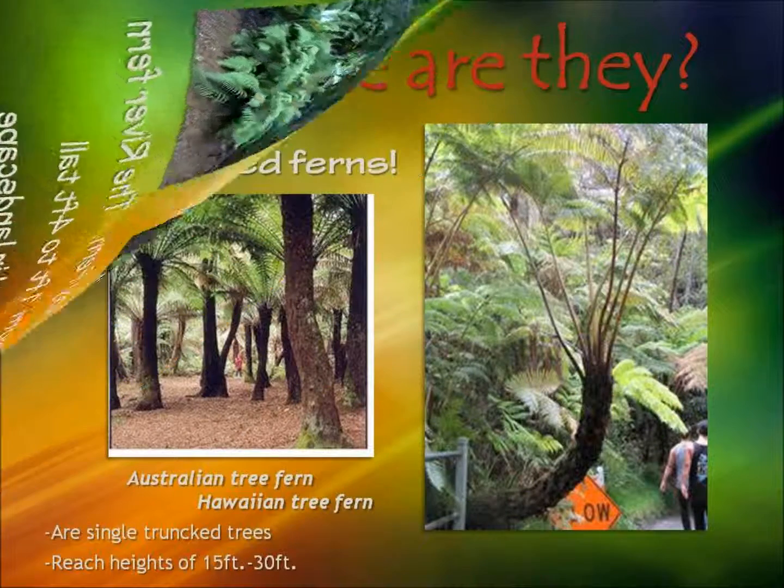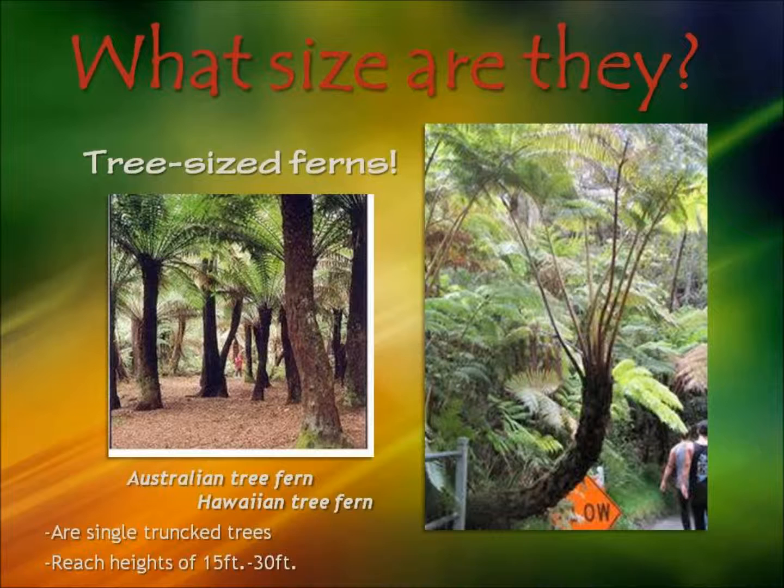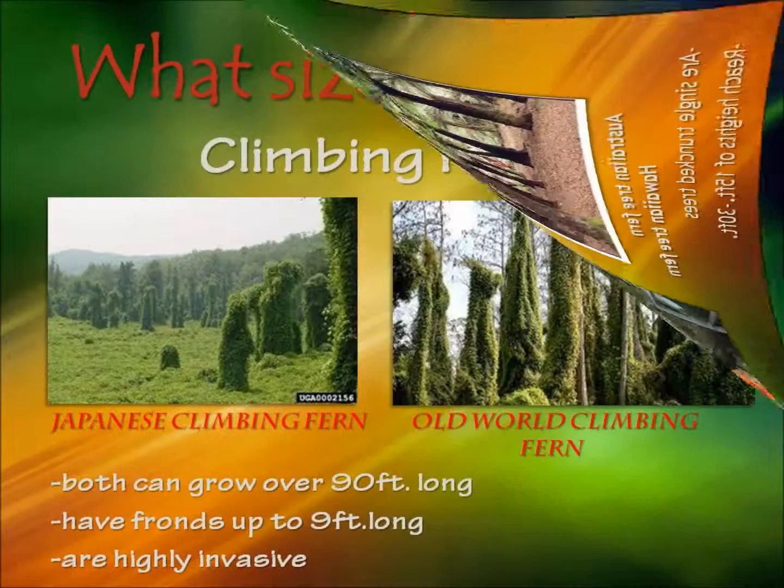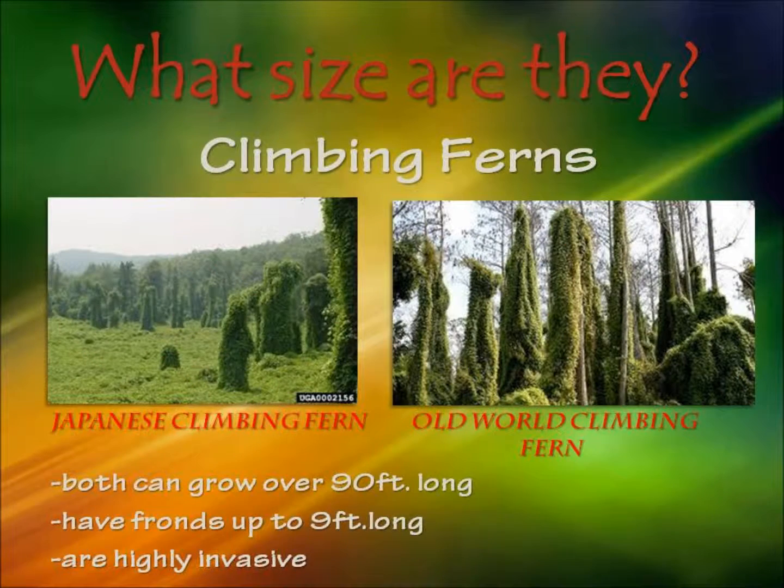There are also tree-sized ferns, such as the Australian tree fern and the Hawaiian tree fern. These can reach heights of 15 feet tall to even 30 feet tall. And lastly, there are climbing ferns, such as the Japanese climbing fern and the Old World climbing fern. Both of these ferns can grow over 90 feet long and have fronds up to 9 feet long. These ferns are considered highly invasive.